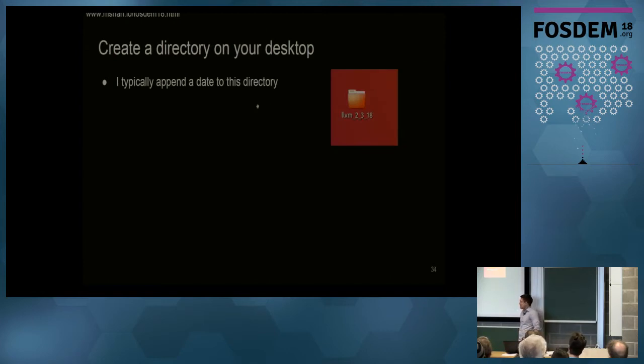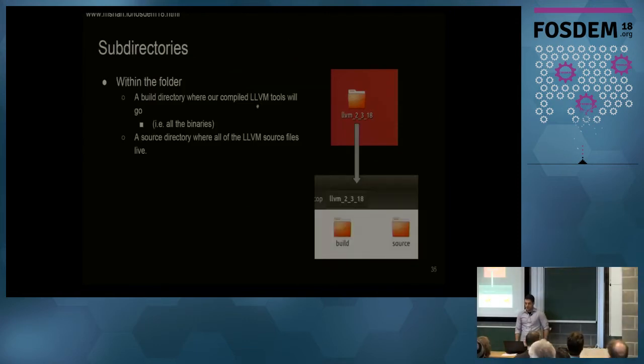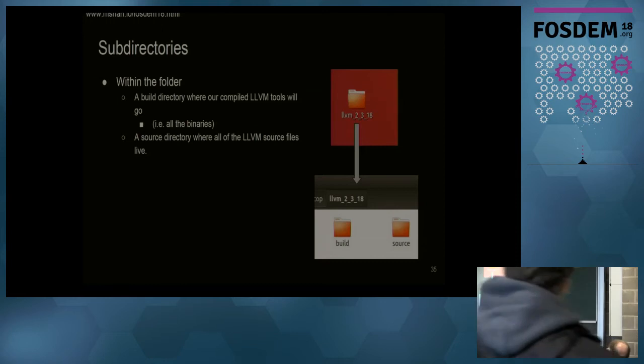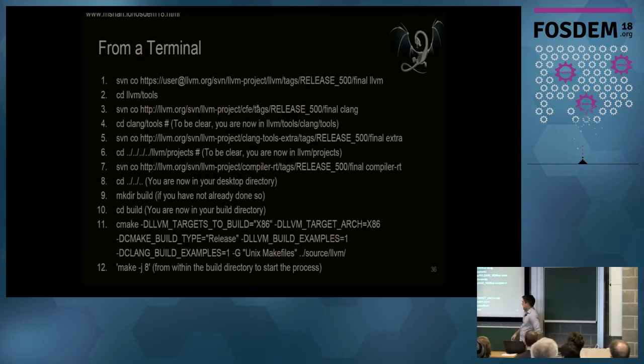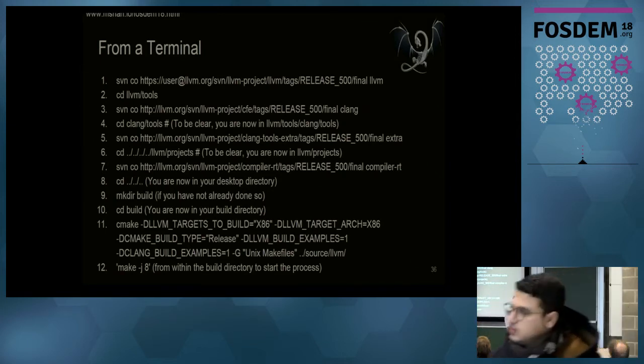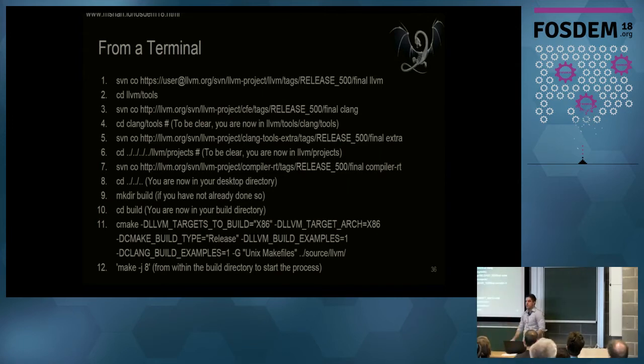So how to get started: create a directory, something typically with maybe the date when you're downloading. Within the folder, I create a few different directories. A build directory, that's where your binaries will go, and then your source. Keep your project nice and organized. And then about 12 steps from downloading the relevant projects to actually getting to Make. Okay, so this is my cheat sheet for you to follow later on.